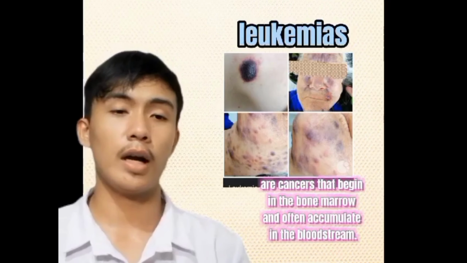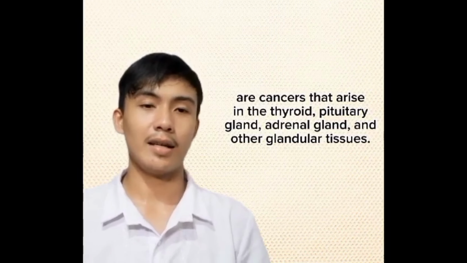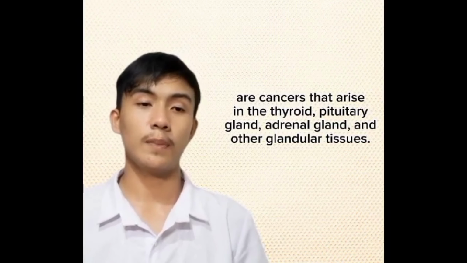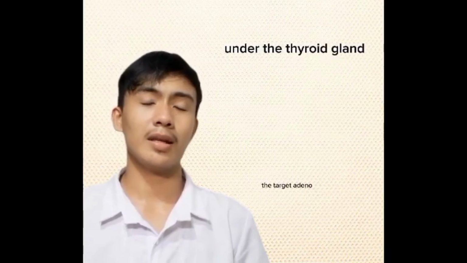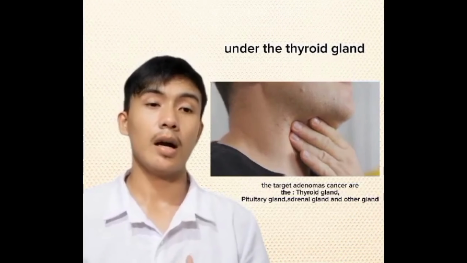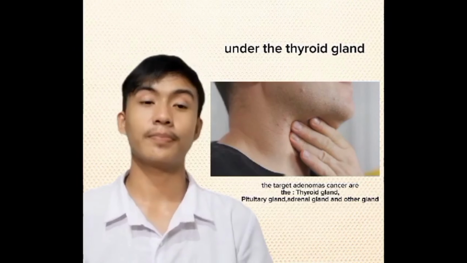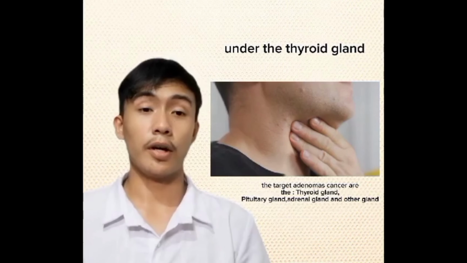And number 5, we have the adenomas, which are cancers that arise in the thyroid, pituitary gland, adrenal gland, and other glandular tissues. Under the thyroid gland, an example is the goiter. So that's the target of adenomas cancer, our thyroid and pituitary gland.